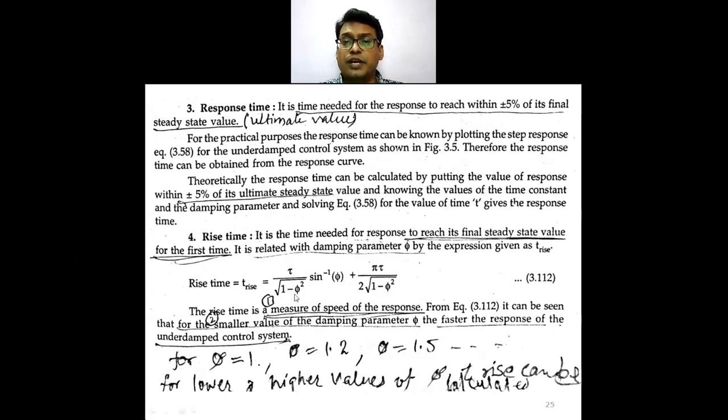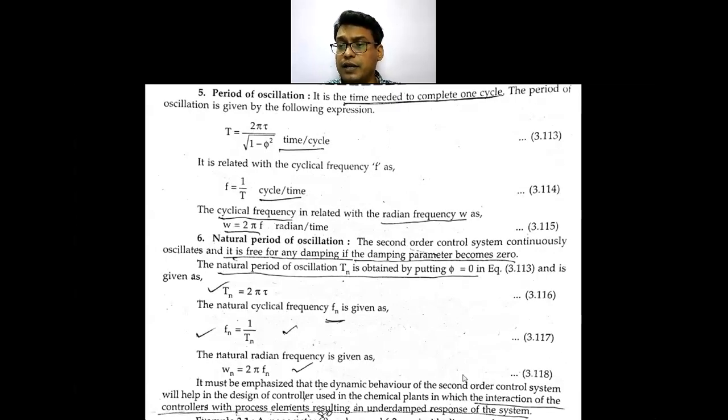So T rise is calculated as tau upon root of 1 minus phi square, sine inverse of phi, plus pi tau upon root of 1 minus phi square. This T rise measures the speed of a response, how fast you will get the response. And secondly, the smaller the value of damping parameter phi, the faster the response of the underdamped control system. So for phi greater than 1, T rise can be calculated for lower and higher values of phi. Then next is the period of oscillation.